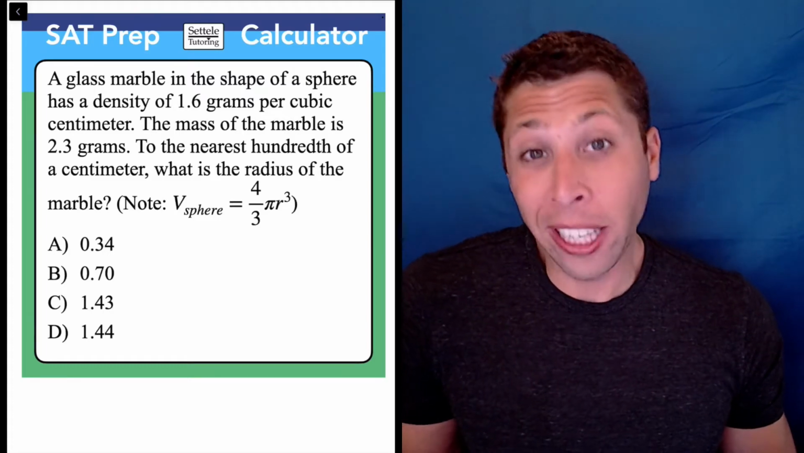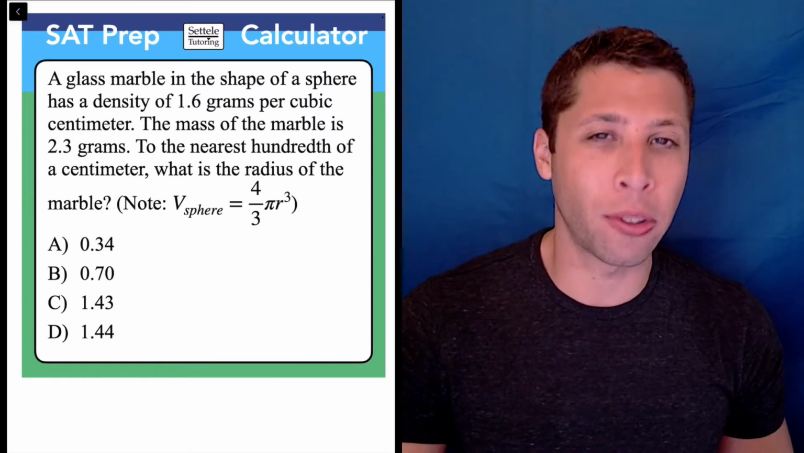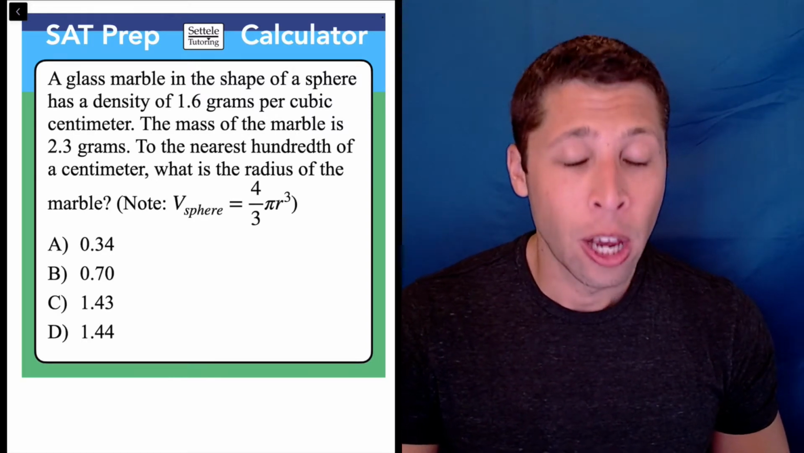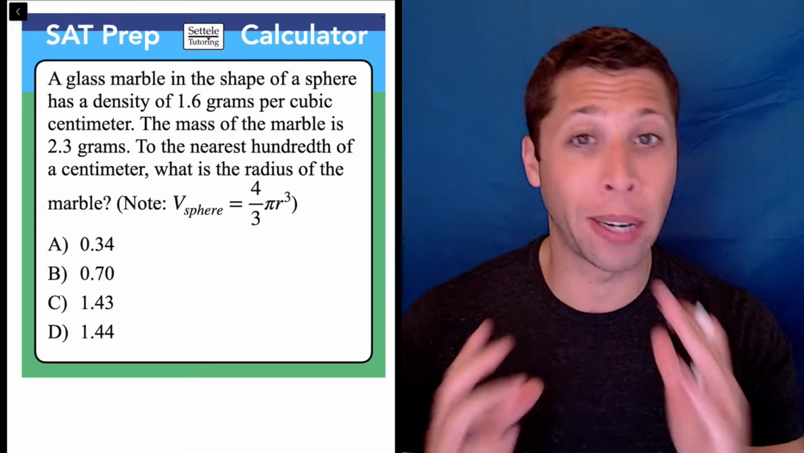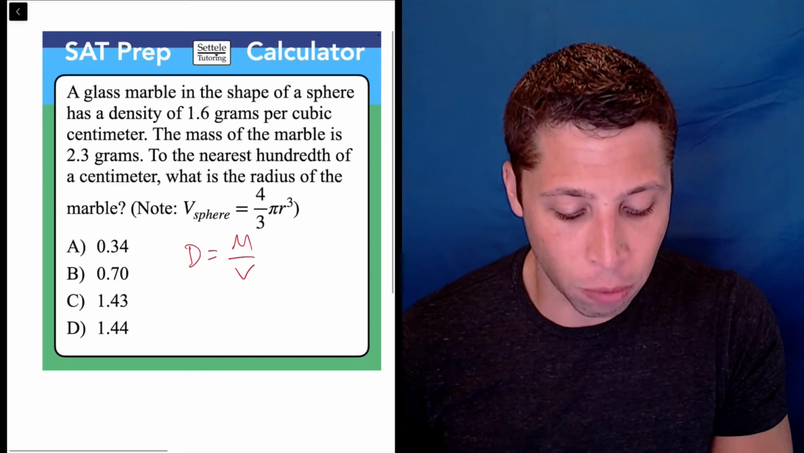This question is annoying and tedious, but it's not that hard because we have the calculator. We do need to maybe memorize one formula that the SAT isn't really giving us. That's the formula for density. We could use the units to set up a ratio, but I think it's just easier to know that density is the mass over the volume, right?